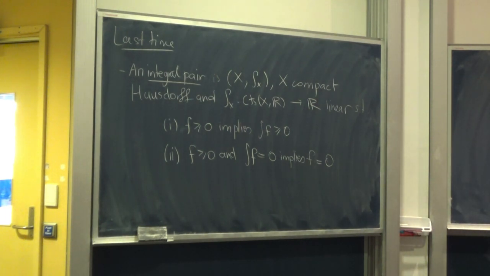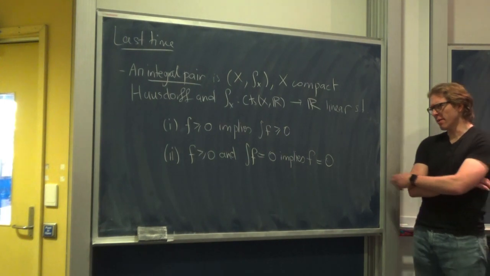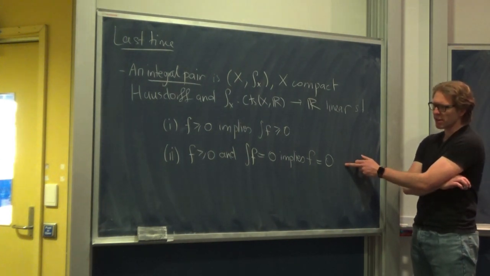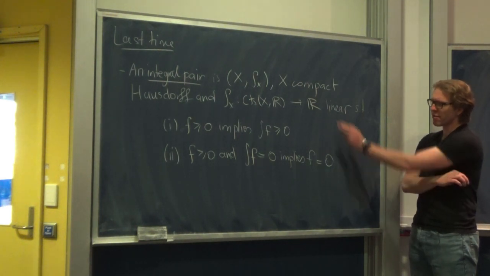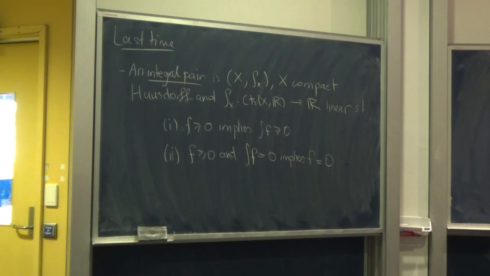So I defined an integral pair to be a continuous linear map from that space of functions on a compact Hausdorff space to R, satisfying some positivity requirements. And then I think it was Alex observed that this positivity condition actually gives you that this is uniformly continuous for free, so we might as well drop the continuity.